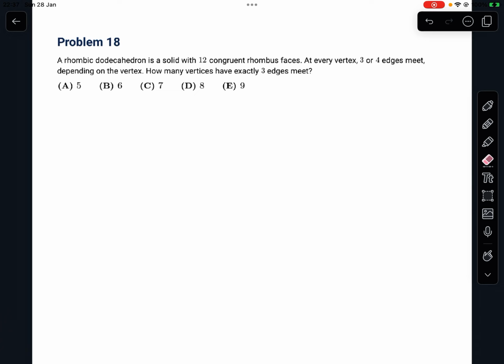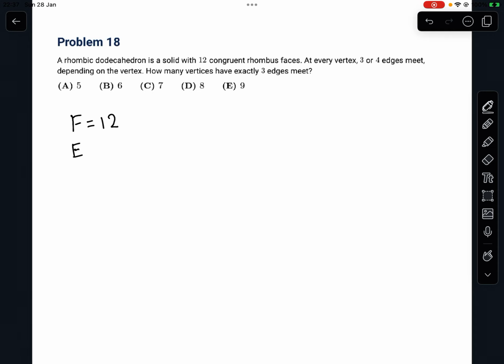Problem 18. A rhombic dodecahedron is a solid with 12 congruent rhombus faces. At each vertex, 3 or 4 edges meet. Depending on the vertex, how many vertices have exactly 3 edges meet? Okay, so first of all, we know the number of faces. We know the number of faces is 12, right?